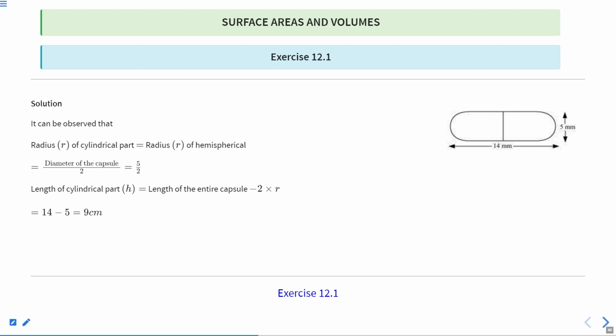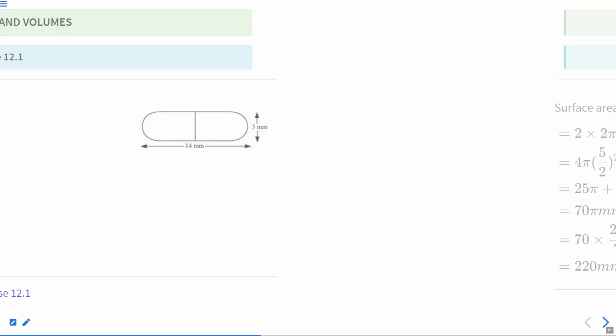the length of the hemispherical part. Here the length of the entire capsule is 14 millimeter and the length of the hemispherical parts is 2 times radius r. So this is equal to 14 minus 5, that is equal to 9 millimeter. So the height of the cylindrical part h is equal to 9 millimeter.